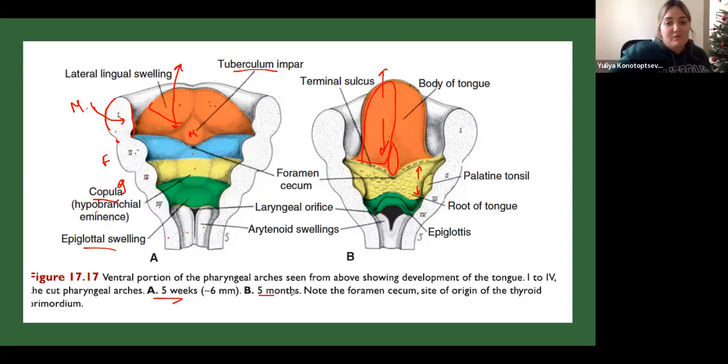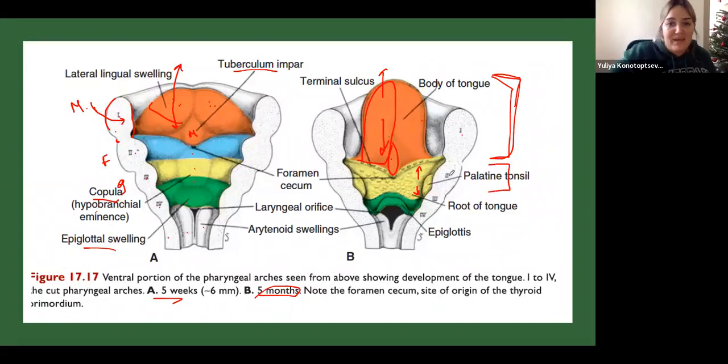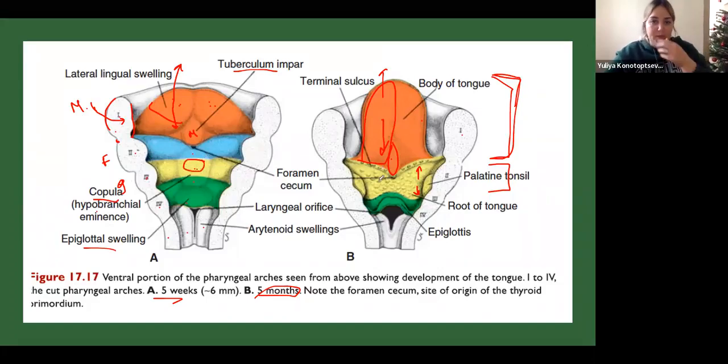By the fifth month, your tongue is formed. The anterior two-thirds of the tongue came from the swellings of the first pharyngeal arch, which are the two lateral lingual swellings and one medial. The posterior one-third of the tongue came from the copula, but specifically the copula which is located at the level of the third pharyngeal arch.